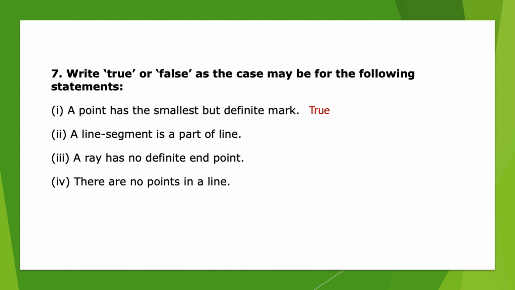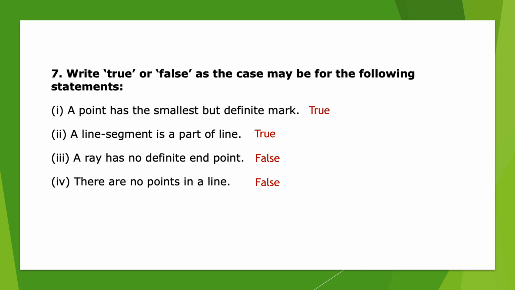A line segment is a part of a line. In other words, it's contained within the line. And yes, it does. The line goes on forever and ever, and the line segment is a piece within that line. So that is also true. A ray has no definite endpoint. That is not true. A ray begins at a very specific point. It's like from one point and then it goes on forever and ever in one direction only. So that is false. There are no points in a line. A line is made up of points. So that is false. Okay?